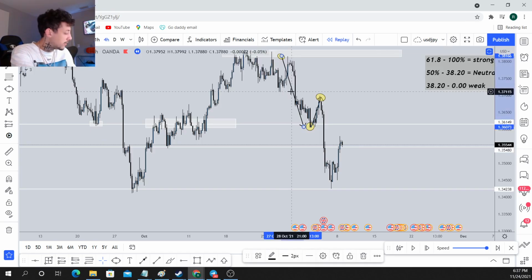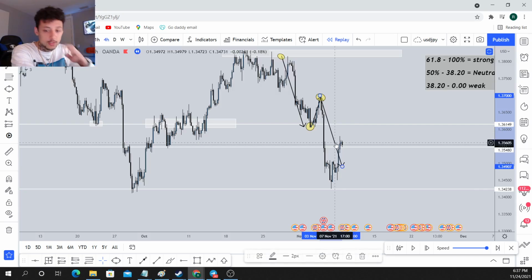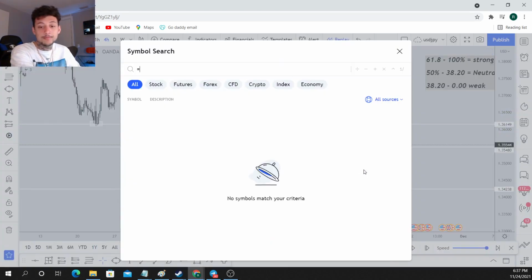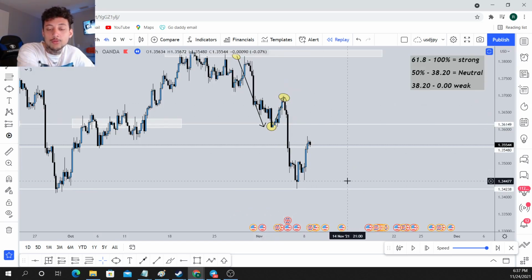If you literally just copy this move, copy and paste, you can see that the price pretty much replicates itself time and time again. So there you have it: point A, point B, point C, and then it went all the way down to point D. Now, again, this is a 3-leg extension.